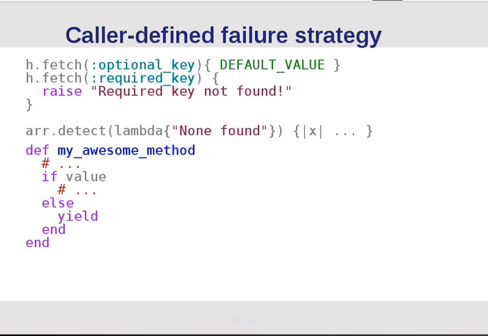Another example that uses a slightly different calling convention is the detect method on Enumerables. In that case, since the block is already taken, you can pass a fallback in as an argument. I highly recommend using this pattern in your own code wherever you can. If there's ever any doubt over whether a certain condition really represents an exceptional case or not, punt the decision up to the caller.